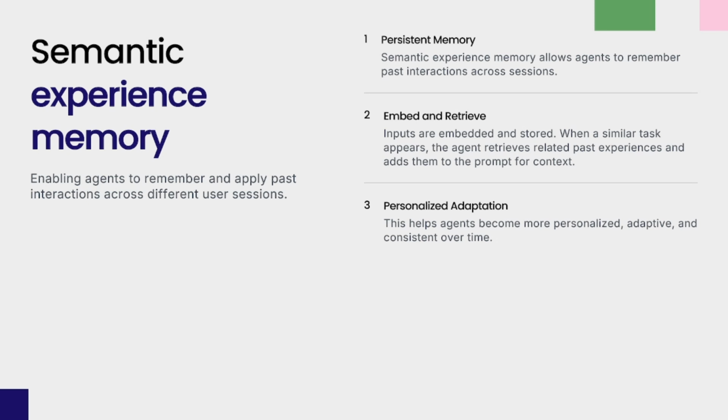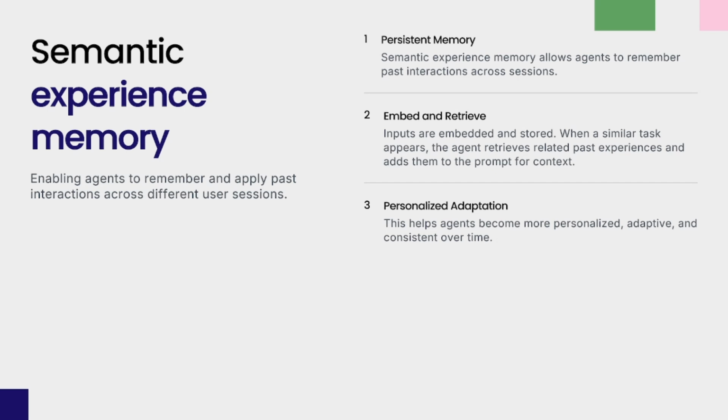So number one, semantic experience memory allows agents to remember past interaction across sessions. You can call it episode by episode, scene by scene, section by section. So it allows the agent to remember all the past interaction and the time those interactions were made or stored.